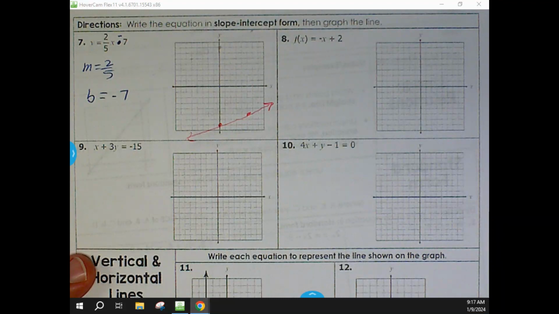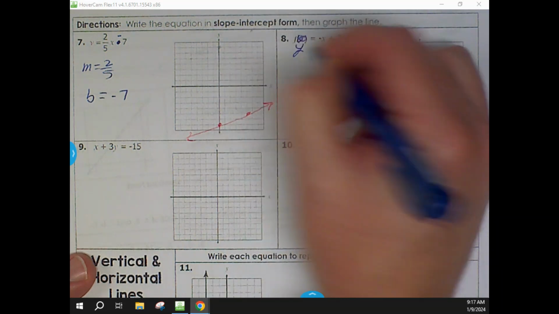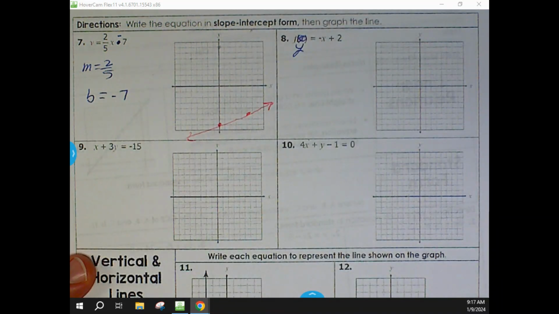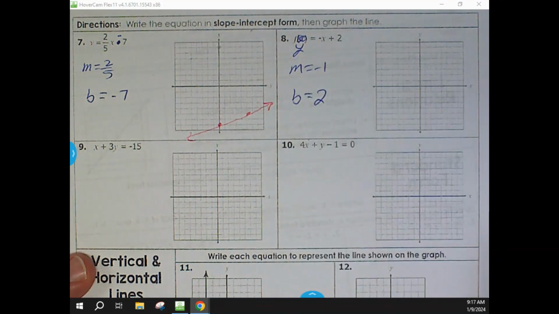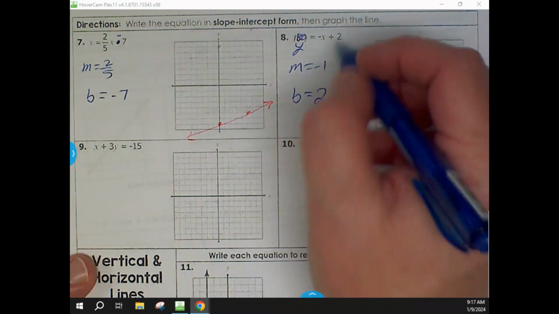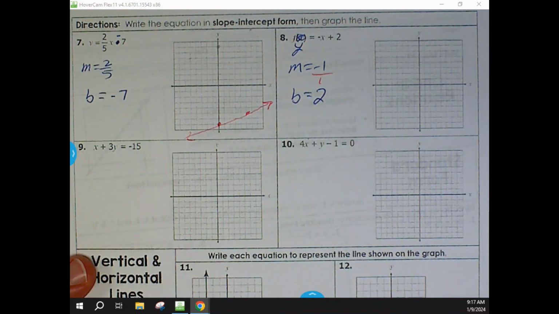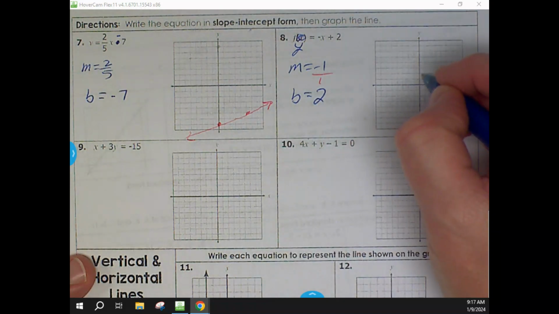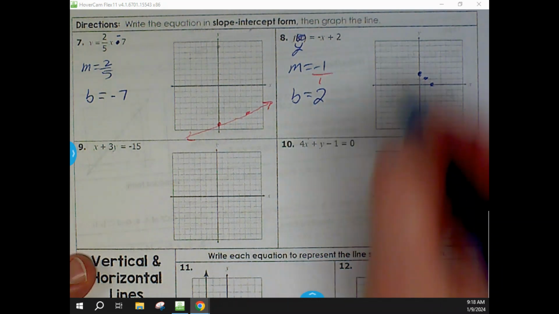All right, now number 8, it's got f of x. And just remember, and we'll actually talk about that pretty soon, that's still basically just your y equals for that part. This one's already set up, so your m is -1. Your b is at 2. And again, for slope, it always needs to be rise over run. If it's not a fraction, it's always going to be over 1. So begin at positive 2, go down 1, over 1, and then it's the next point there. And that one's really close. If you want to do it again, just to make sure you get your line nice and straight, you can always do that.